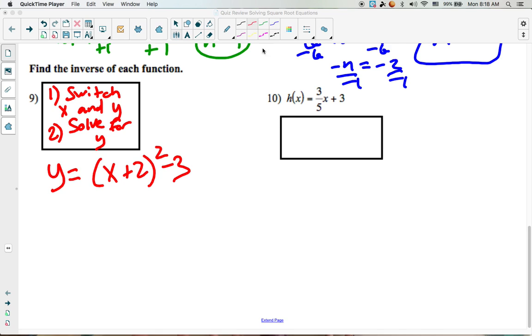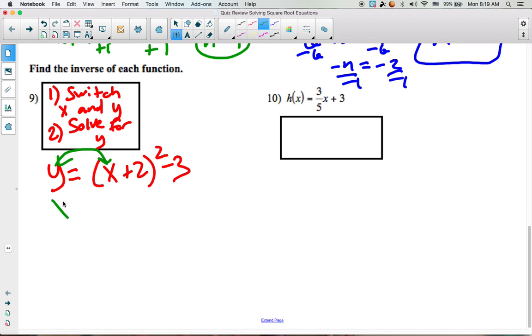To find an inverse equation, you have two steps. First step is you're going to switch the x and y. So I'm going to take the y and the x and just switch their location in the equation. So it'll be x equals (y plus 2) squared minus 3. So we just switched the position. And then number 2, we're going to solve this equation for y.